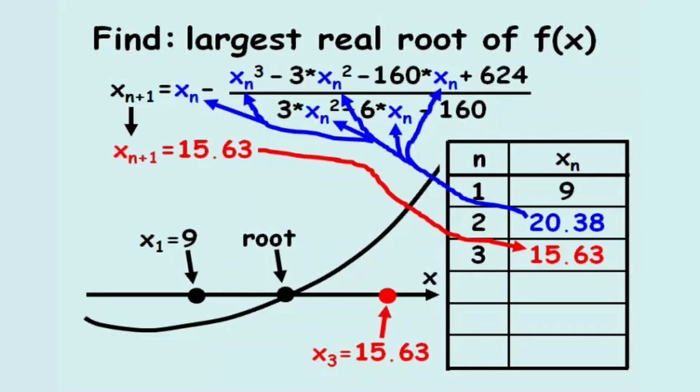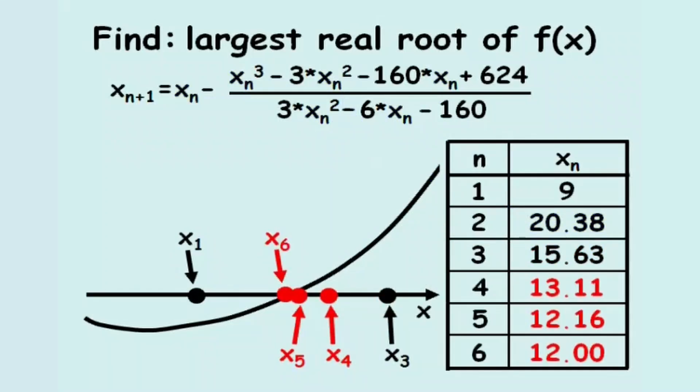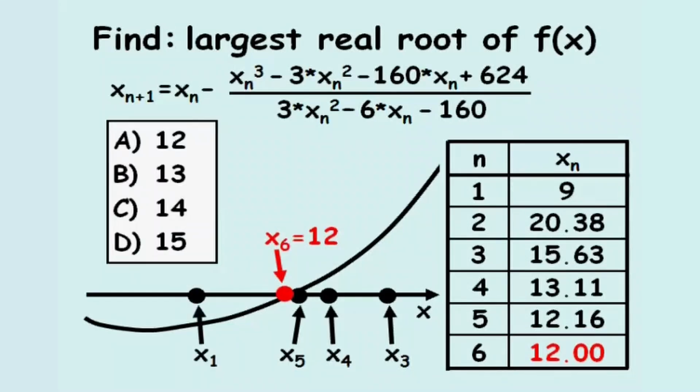If we continue this process for a few more iterations, we notice our approximation of the root converges on 12, which is the largest real root of the function f of x. When reviewing the possible solutions, the answer is A.